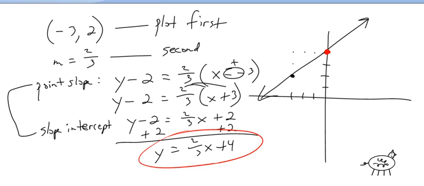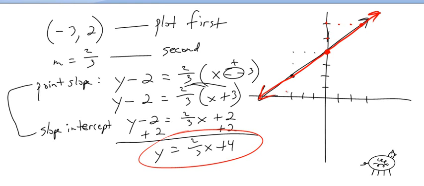So let's extend this a little bit more here, and extend it over here. So we're going to say up 2 and over 1, 2, 3. There we go. Same line. Okay, so it's easy to graph either one of those.